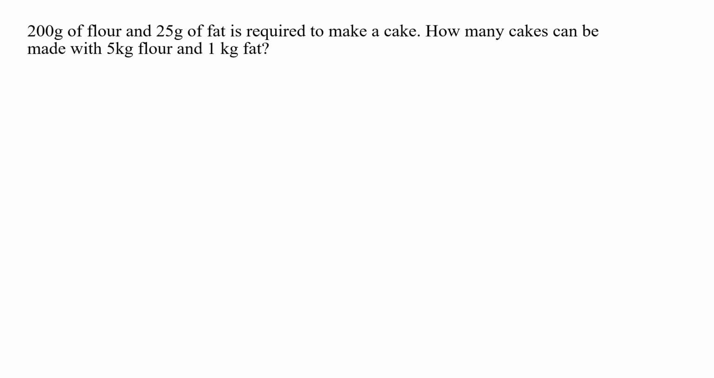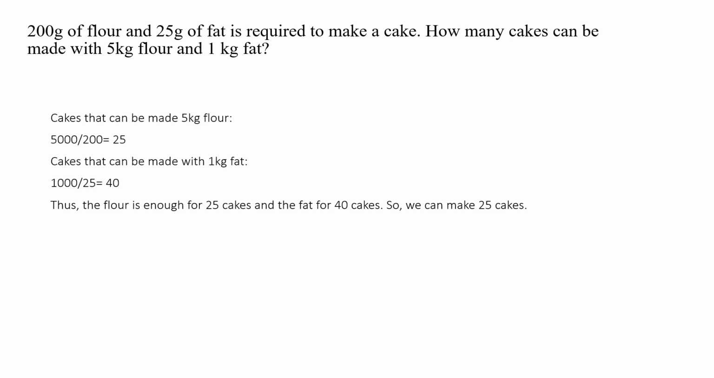200 gram flour and 25 gram of fat is required to make a cake. How many cakes can be made with 5 kg flour and 1 kg fat? Now, cakes that can be made using 5 kg flour if we require 200 grams of flour for one cake. 5 kg is equal to 5000 grams. So 5000 divided by 200 per cake is equal to 25. So we can make 25 cakes with this amount of flour.